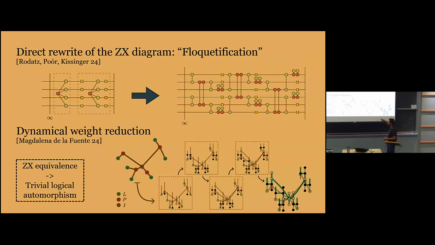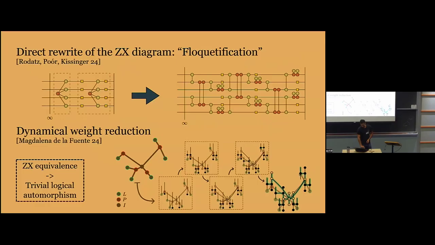And here, you try to reduce the weight of the measurements by doing a weight reduction algorithm and then compiling the starting circuit in terms of pairwise measurements or smaller weight measurements. So you can do this, but note that if you start with a circuit that has certain properties, like a trivial logical automorphism, meaning that it has trivial action on the logical subspace, then when you do these sort of rewrites, you will necessarily get an equivalent circuit with a trivial automorphism.